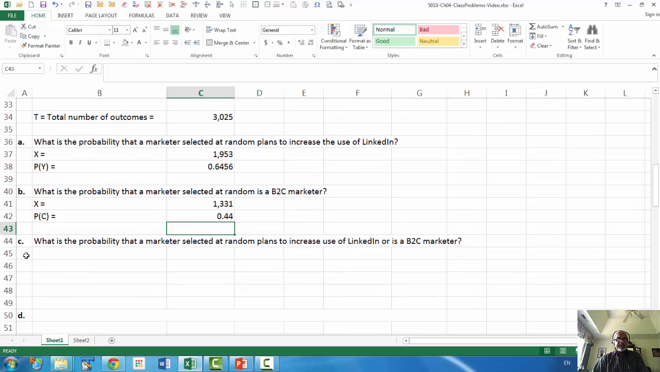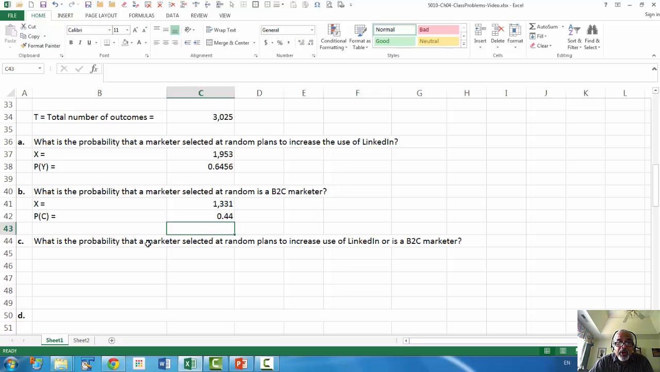Now the next question is, what is the probability that a marketer selected at random plans to increase the use of LinkedIn or is a B2C marketer? This is a little more complicated question. For this we need what is called the general rule. So now we need to go to PowerPoint and examine those rules, and then we'll come back to this question.